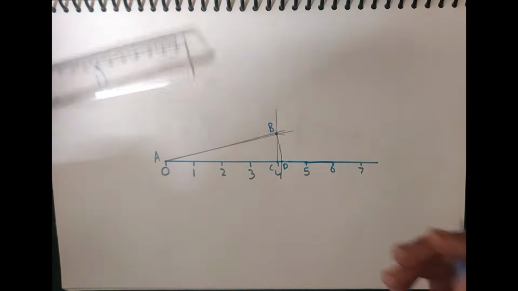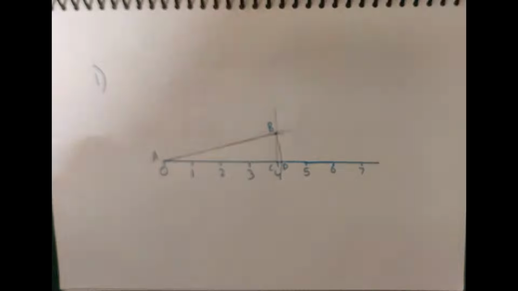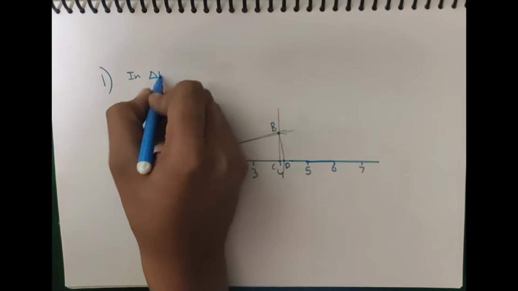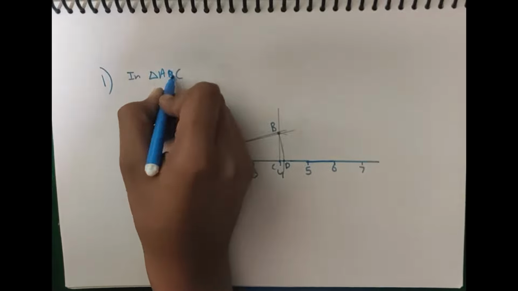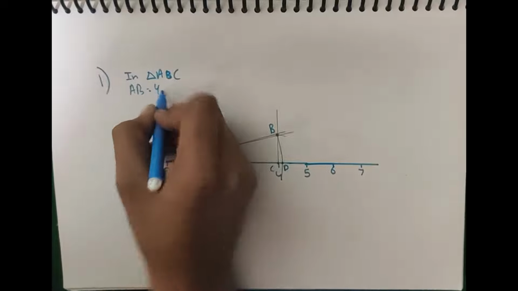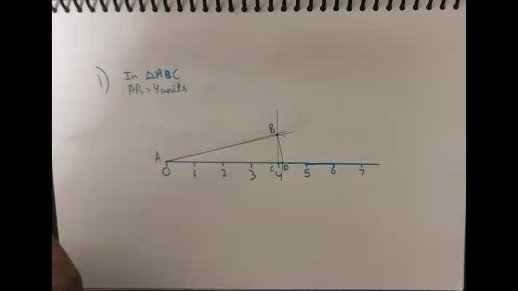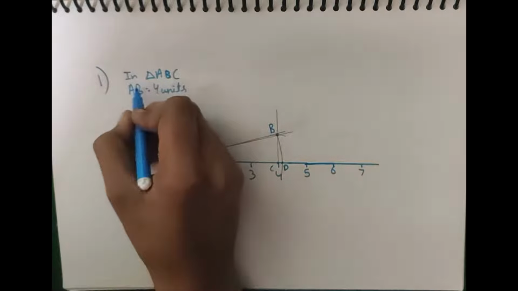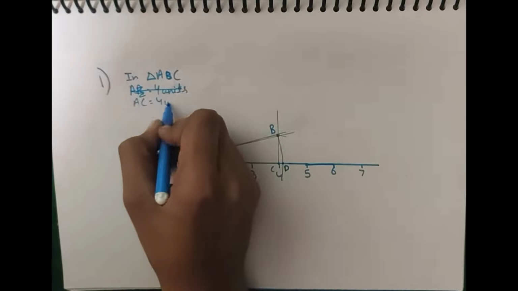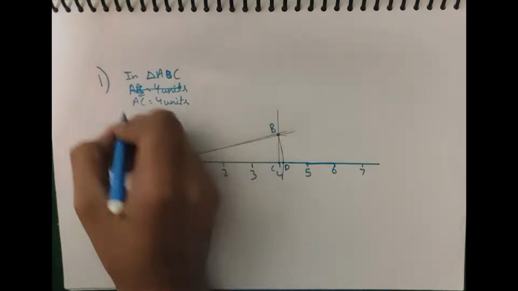So now what you will write so that the examiner should give you marks. Here you have to write in triangle ABC, AC equals 4 units. That was my mistake, AC equals 4 units. BC equals 1 unit.